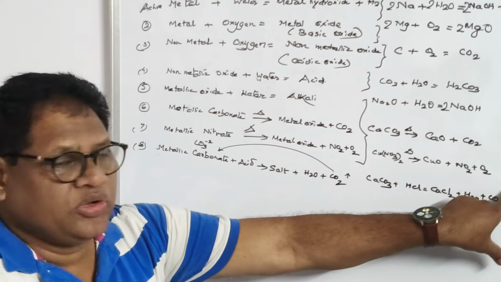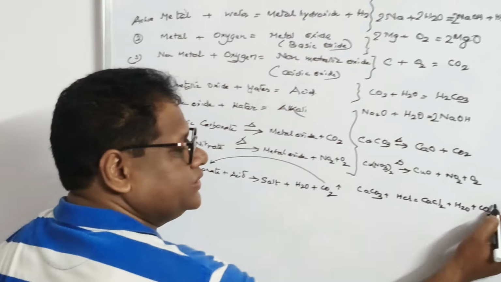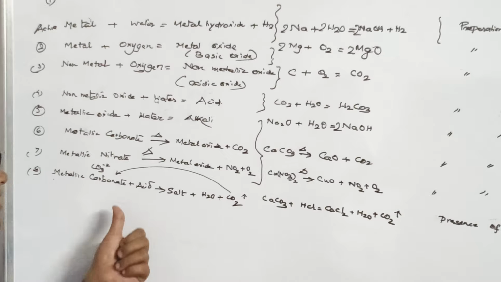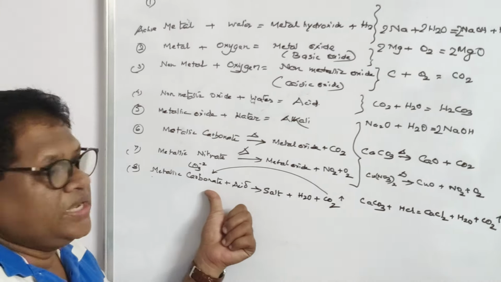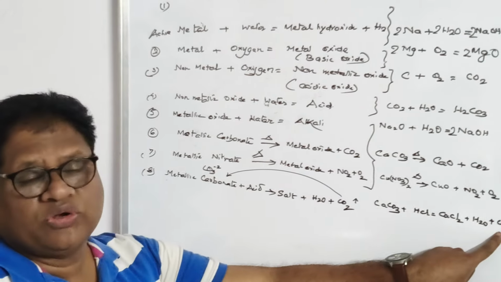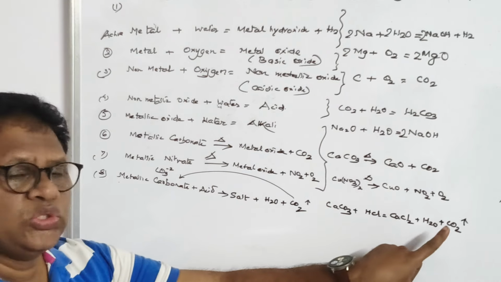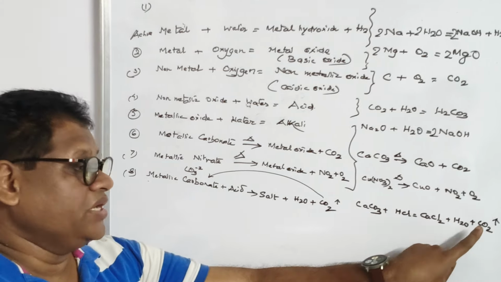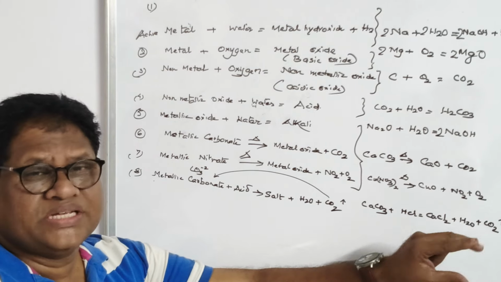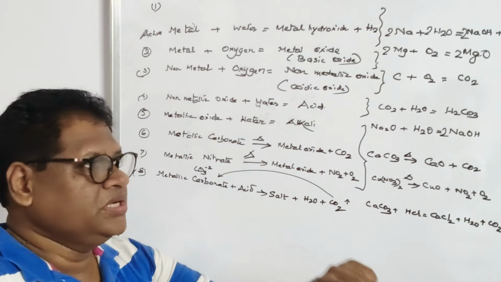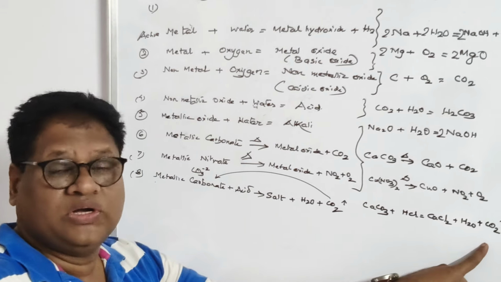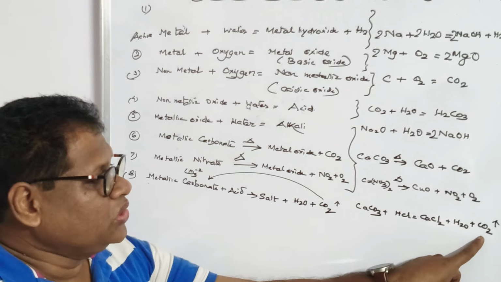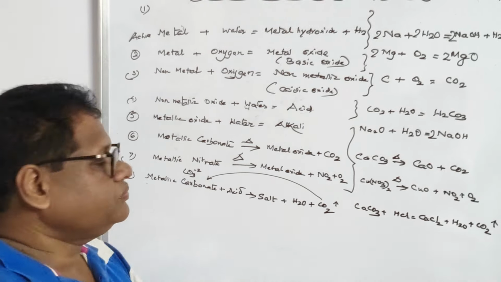The evolution of carbon dioxide confirms that the anion present is carbonate, and you can test this carbon dioxide, pass it through lime water, it turns milky, it is odorless, having no odor, and when you pass through KMnO4, pink solution doesn't change. That confirms it is CO2 definitely, but not SO2, because SO2 also turns lime water milky.